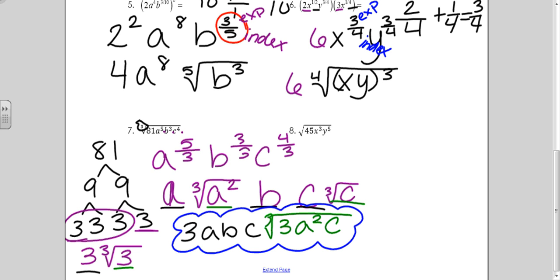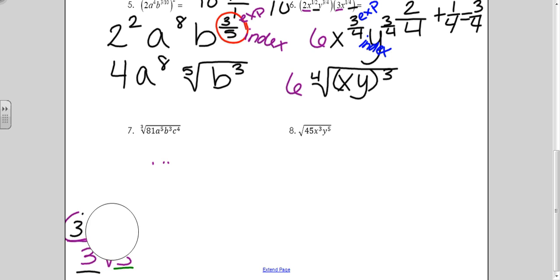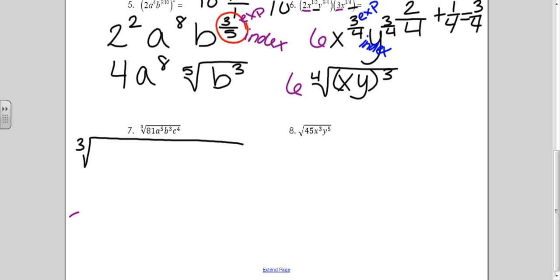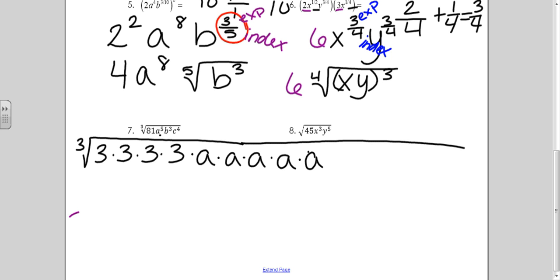There is another way that you can do this. So if we list out everything we have, we have the third root. And we did break down 81, and we said that there were 4 3s. So I'm going to list those out. How many a's do I have? Well, I have 5. 1, 2, 3, 4, 5. Then how many b's do I have? I have 3. 1, 2, 3. How many c's? 4. 1, 2, 3, 4.